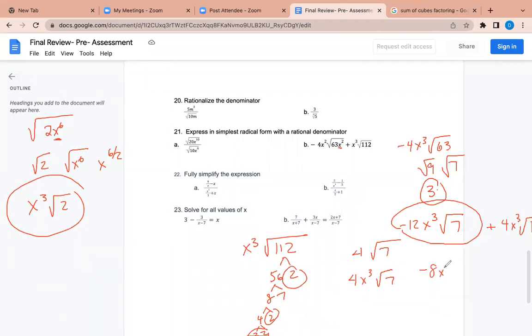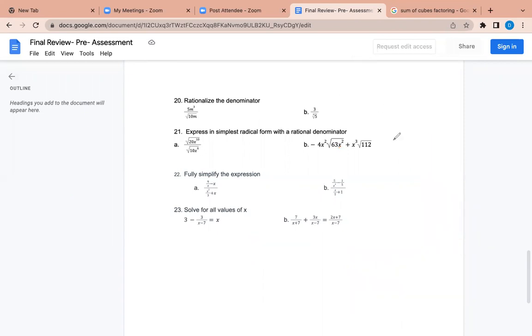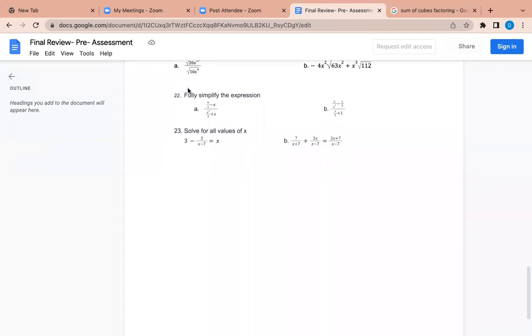Negative 8x cubed radical 7 here. Okay, all right, let me just pull through these next few problems and we're almost done. So number 22 is a complex fraction here.